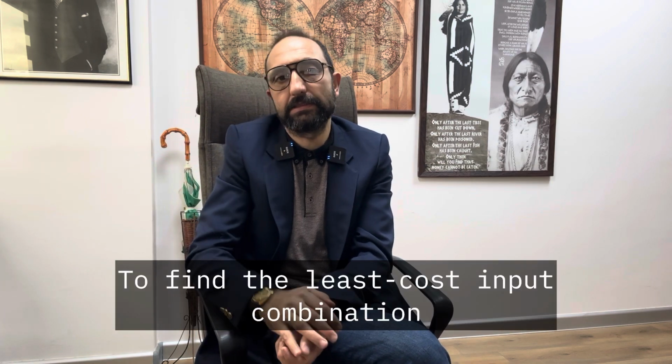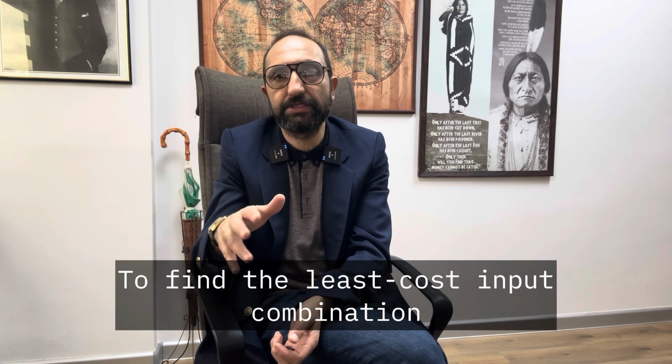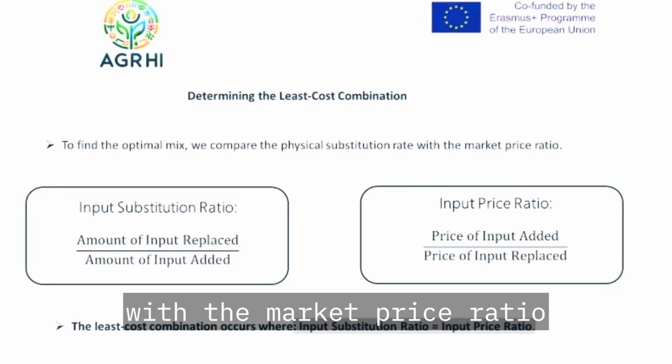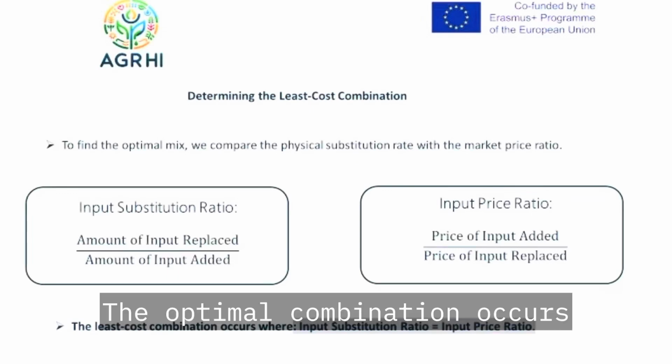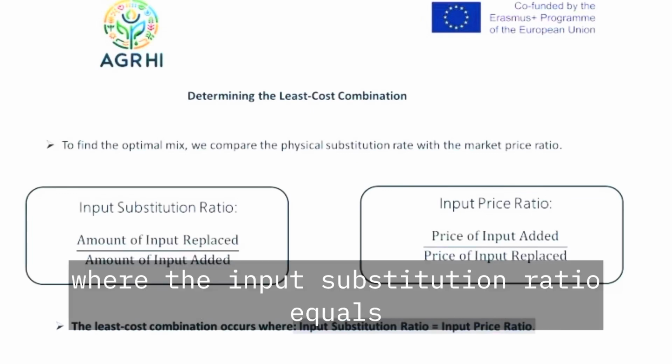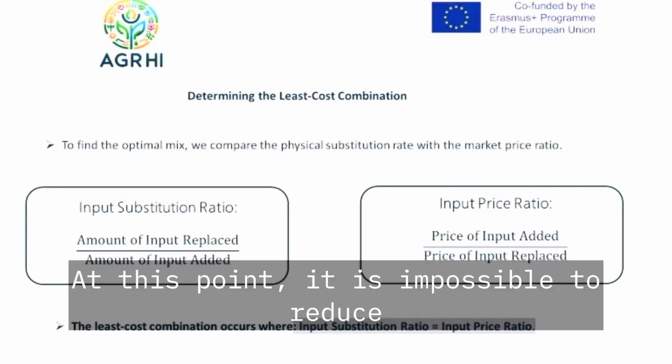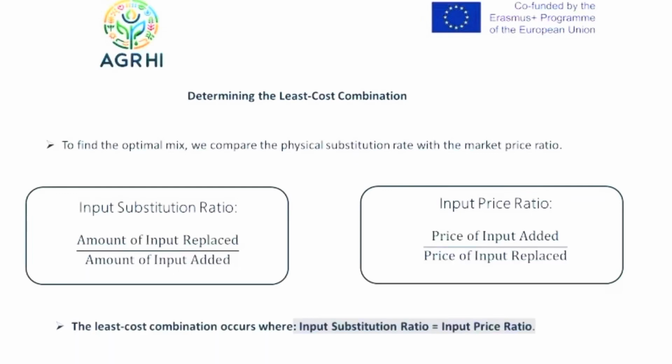To find the least cost input combination, managers compare the physical rate of substitution with the market price ratio. The optimal combination occurs where the input substitution ratio equals the input price ratio. At this point, it is impossible to reduce costs without changing output.